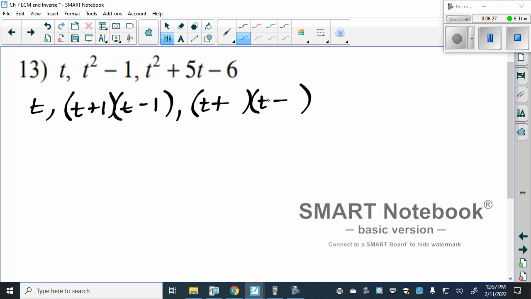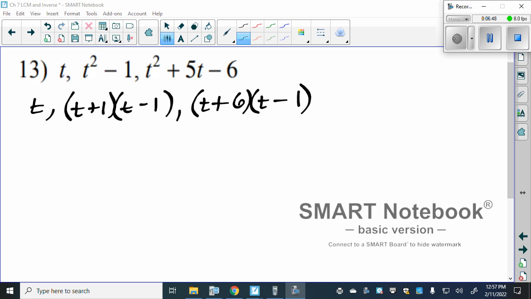Which one do we want to use? 1 and 6. Because with 2 and 3, since they have opposite signs, we'd either get 3 minus 2 or 2 minus 3, which would give us 1 or negative 1. With 6 and 1, 6 minus 1 would give us 5.